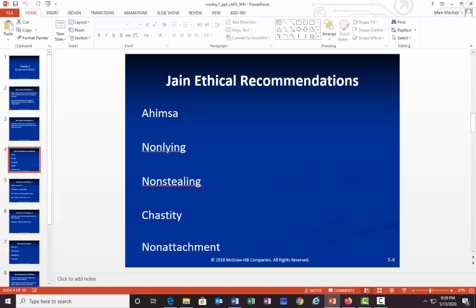So the non-attachment means, for example, not having all these attachments that we mentioned. It means being generous and giving away and limiting our possessions only to the extent of what is necessary. So we have a history, again, of these role models in Jainism who are doing that very thing.